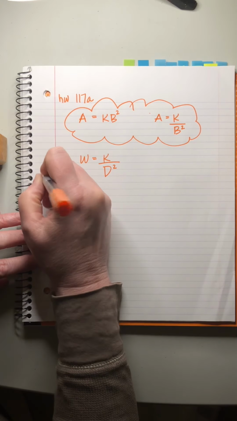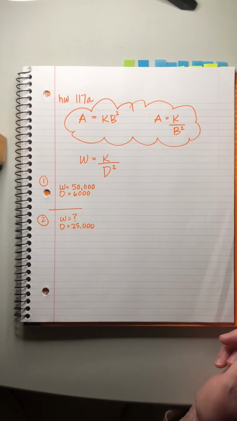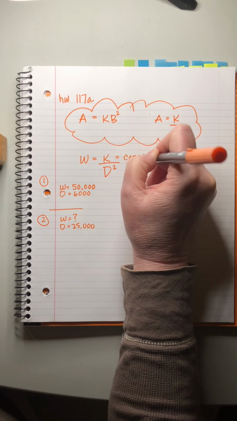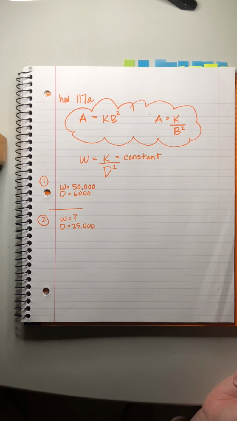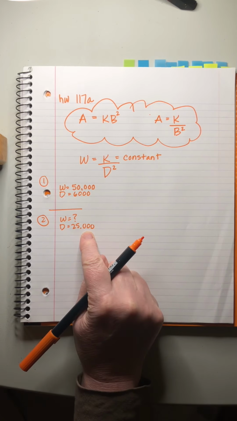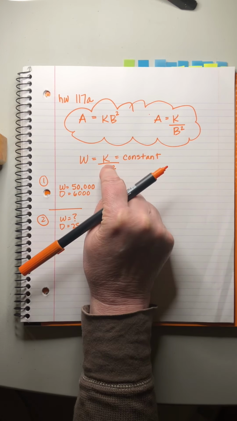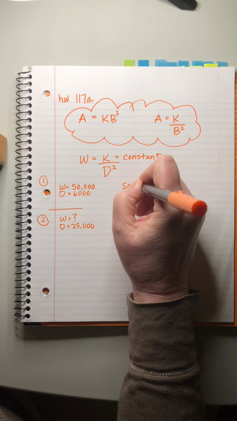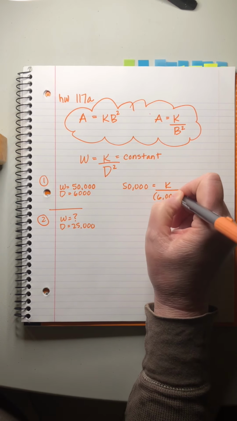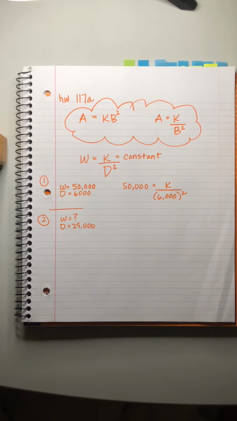Okay, so as you probably remembered, these are two-step problems. We use the first set of information to calculate our constant, which is what this is. Don't ask me why mathematicians like K, we just do. First we find K, and then we use K to find the weight. Okay, so those are the two steps. So let's start with this one. We take this information, we plug it into the formula. So 50,000 equals K over, and this is where it gets a little crazy, 6,000 squared. We have to cross multiply.